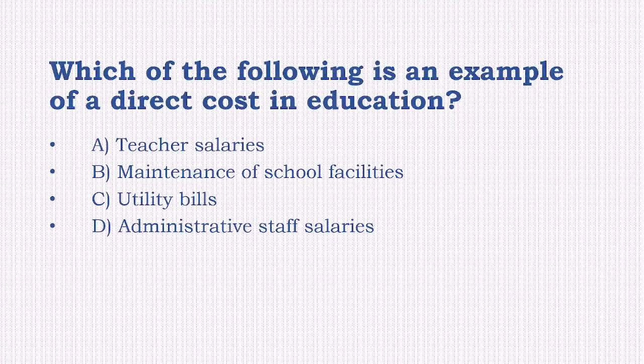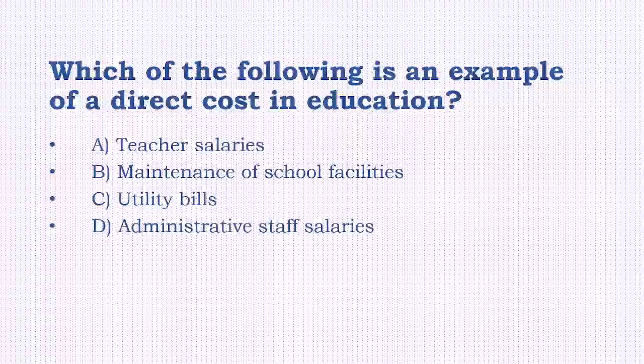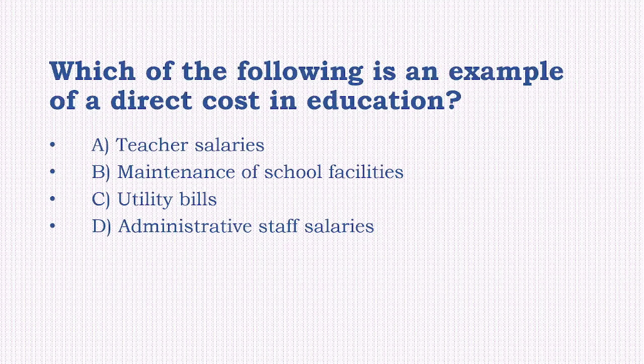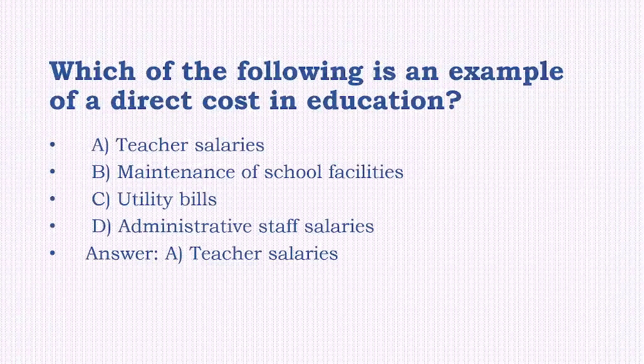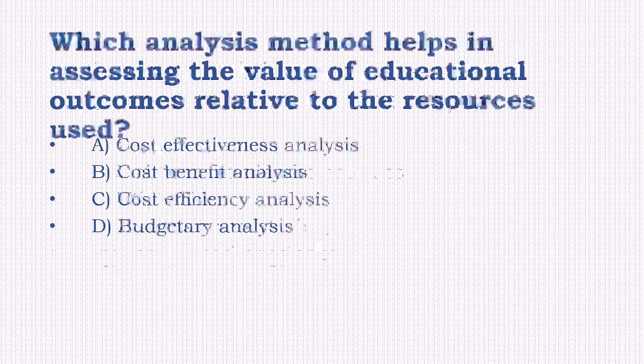Next, which of the following is an example of a direct cost in education? Options: teacher salaries, maintenance of school facilities, utility bills, administrative staff salaries. Answer of this question is option A, that is teacher salaries.